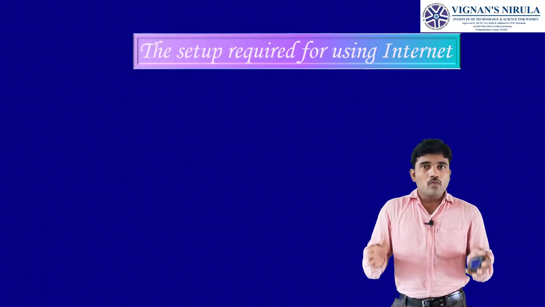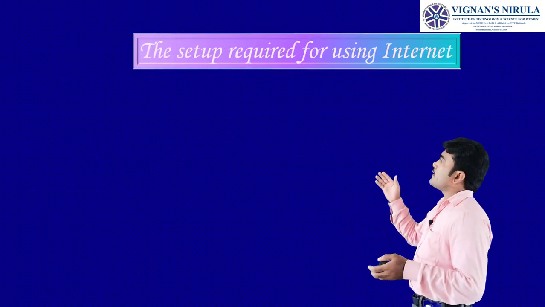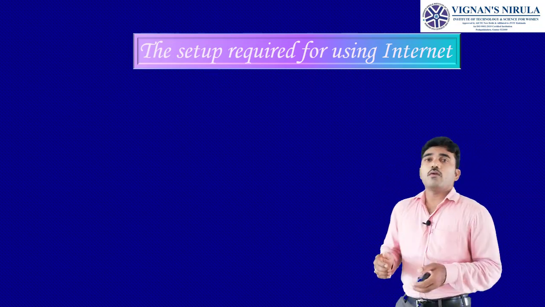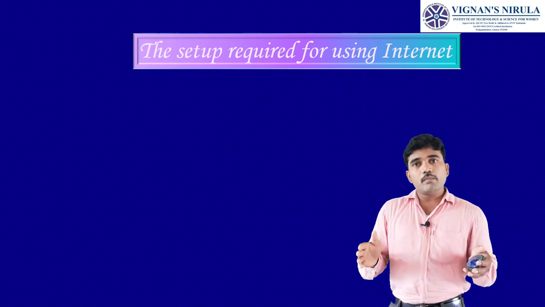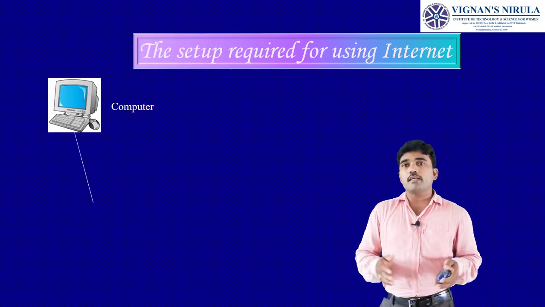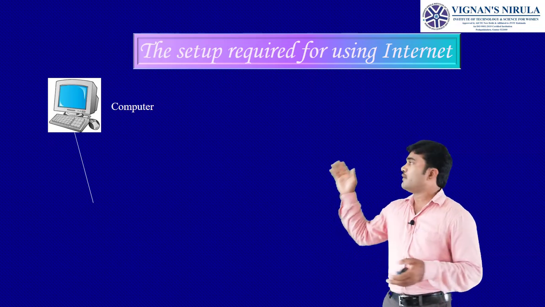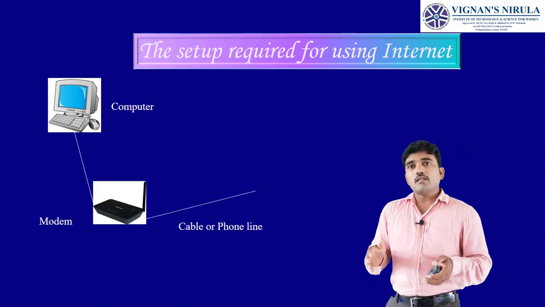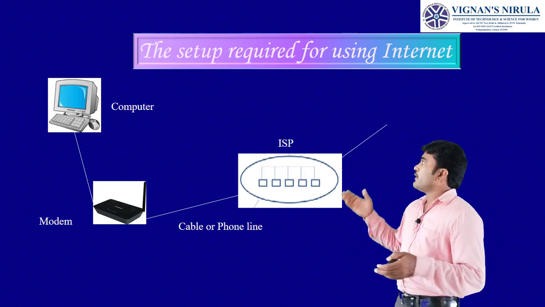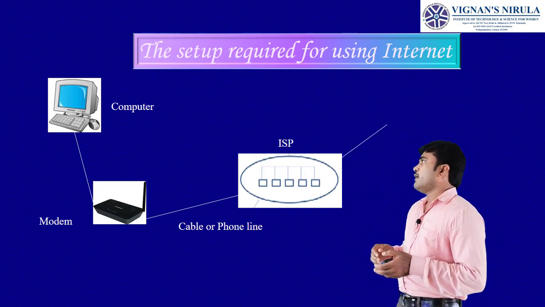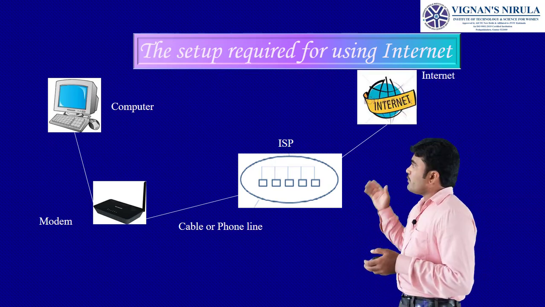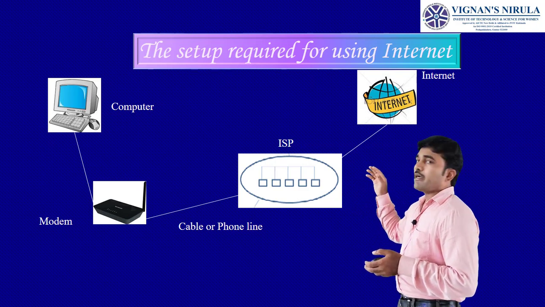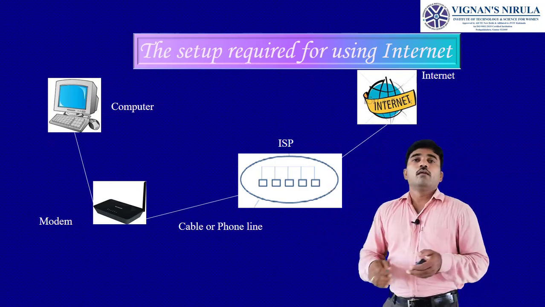Now you have to know the typical setup required for using the Internet. First, you must have a computer, and your computer must be connected to the Internet service provider either by using a cable modem or by using a phone line. Then only your computer can access the Internet.